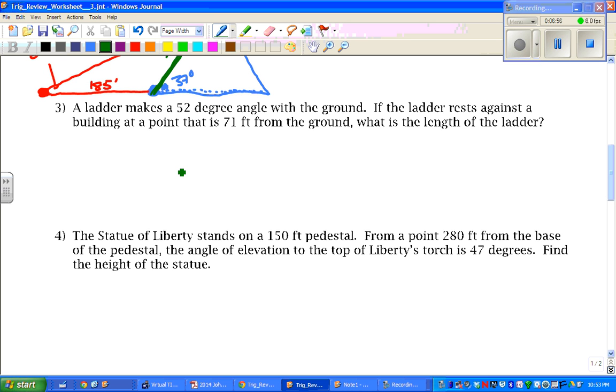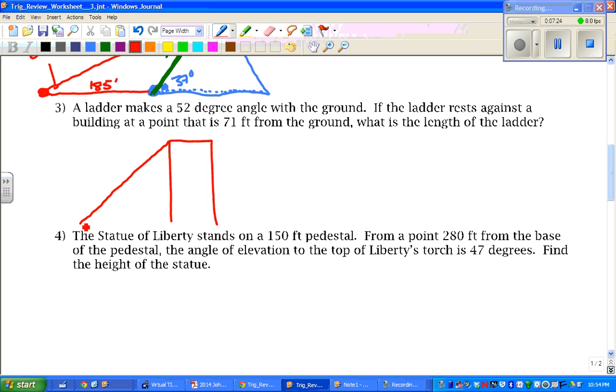it ends up having a right triangle, so we can go through and actually solve this. Number 3 says, a ladder makes a 52-degree angle with the ground. The ladder rests against a building at a point that is 71 feet from the ground. What is the length of the ladder? Okay, so let's draw a picture of this. I have a building. There's my building. And I've got a ladder resting up against that building.